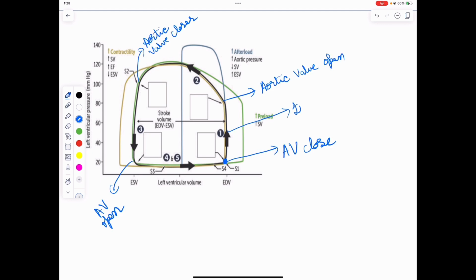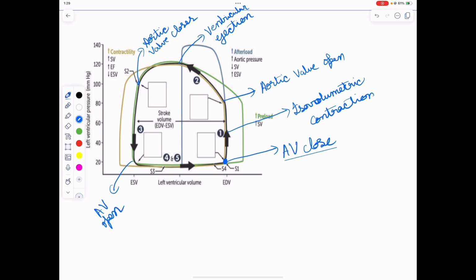At this point is the phase of isovolumetric contraction. What happens is that the atrioventricular valve closes, and in this period the aortic valve opens. Now when the aortic valve opens, this is the ventricular ejection. After that the aortic valve closes. Now here there is isovolumetric relaxation, and here the atrioventricular valve opens, after which the blood comes into the ventricle and therefore volume increases, and this is the whole cycle.